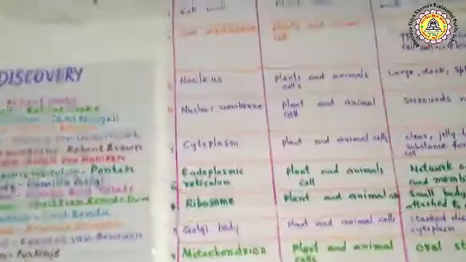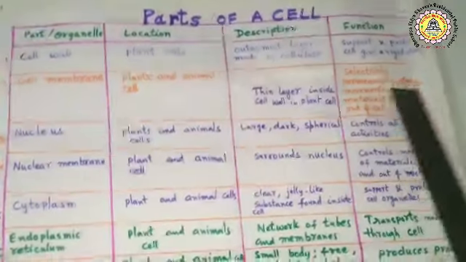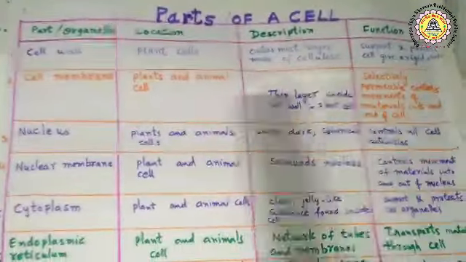Next one is the cell membrane. Cell membrane is found in both plant and animal cells. It is a thin layer present inside the cell wall in a plant cell. It is also known as the selectively permeable membrane because it controls the movement of materials into and out of the cell, such as water and minerals.